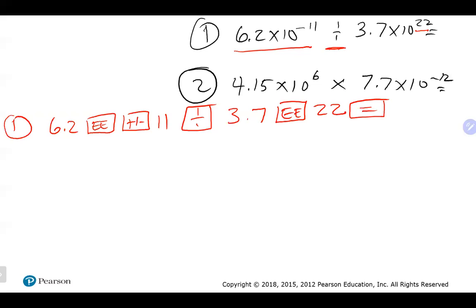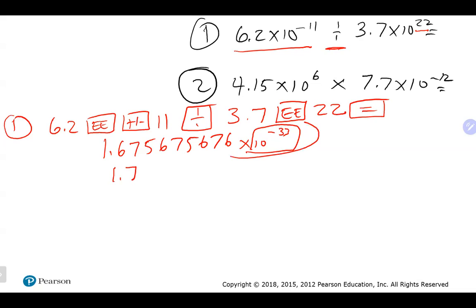If you do that, you will get 6.2 exponent negative 11 divided by 3.7 exponent, not negative, but positive 22. And you'll get a number on your calculator, something like 1.675675676, and probably really small at the end, it will say something like this. We would round this, and we'll talk about in chapter 7 how to round it properly, but we're going to round it to 1.7. More importantly, you do not want to forget the little part on the right of your calculator, which is very commonly forgotten. You want to make sure you write the times 10 to the minus 33.